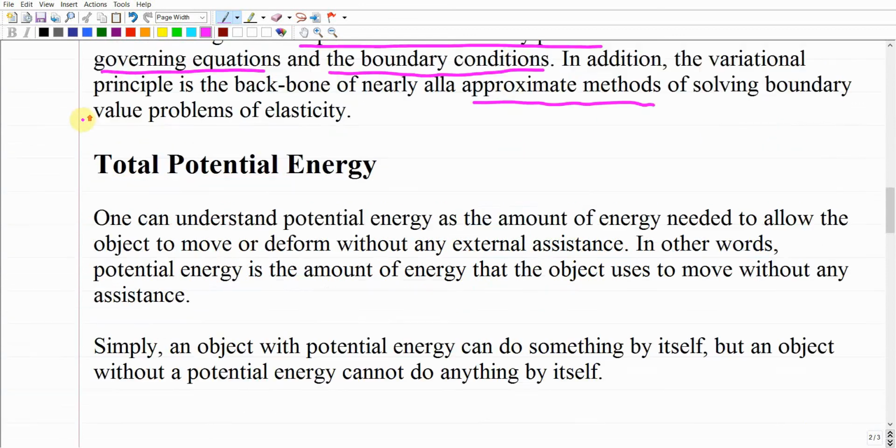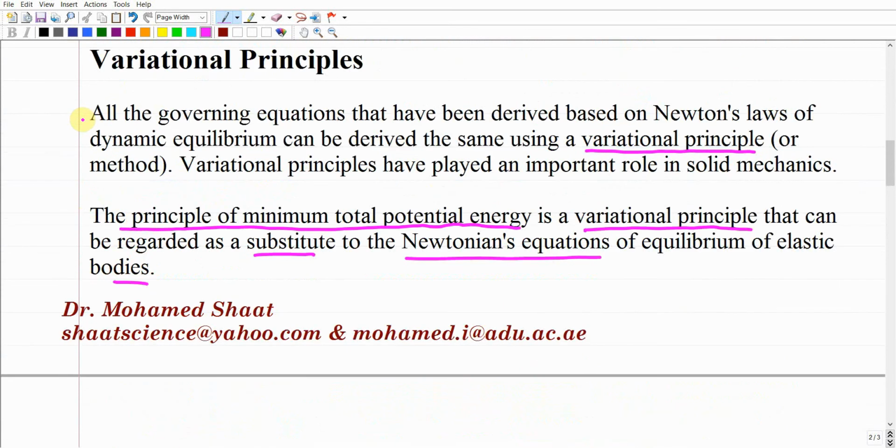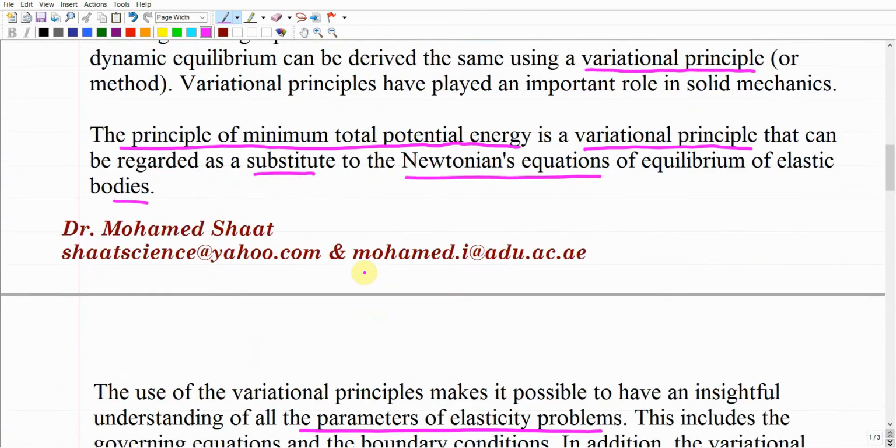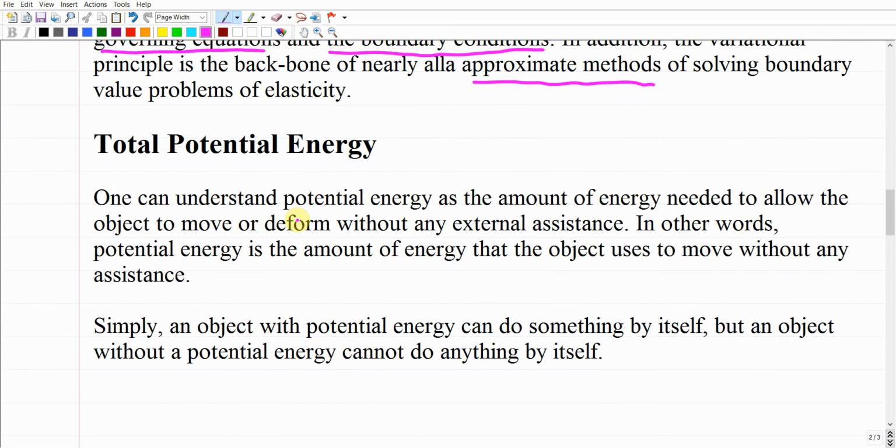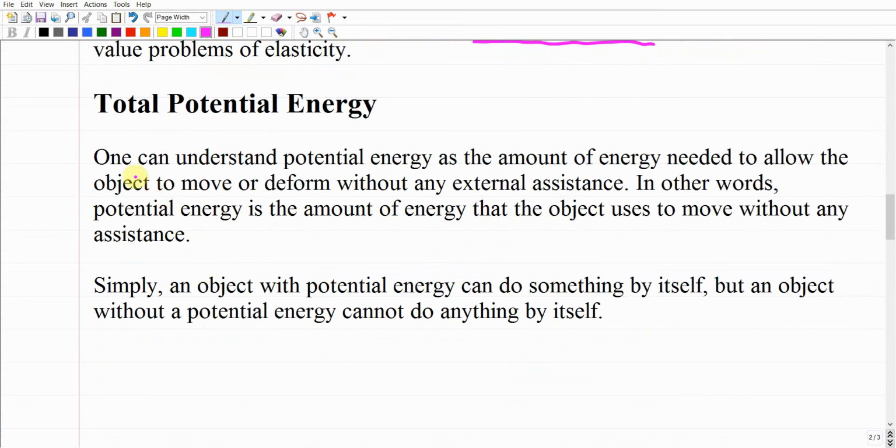Since we're going to talk about the principle of minimum total potential energy, we have to understand what potential energy means and how we can form the total potential energy first, so we can do minimization of this potential energy. You could say that this is my understanding of potential energy: the amount of energy needed to allow the object to move or to deform or to do anything without any external assistance. The key idea here is that there shouldn't be any external assistance to this object. This is the key point here.